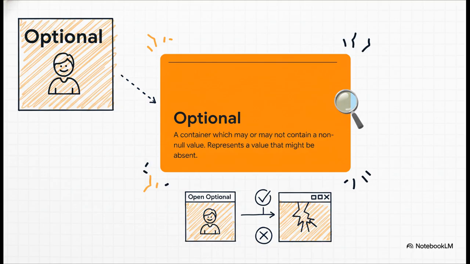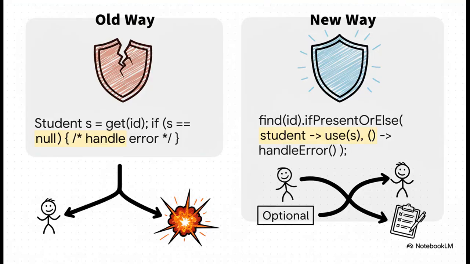No more accidental crashes. And this just shows the difference perfectly. On the left, in the old way, you get a value back that might be null, and you just have to hope you remember to check for it. If you forget, boom, crash. But on the right, the Optional type makes it impossible to forget. That ifPresentOrElse method says it all. Here is what you do if the student is present, and here is what you do if it's not. So much clearer and so much safer.